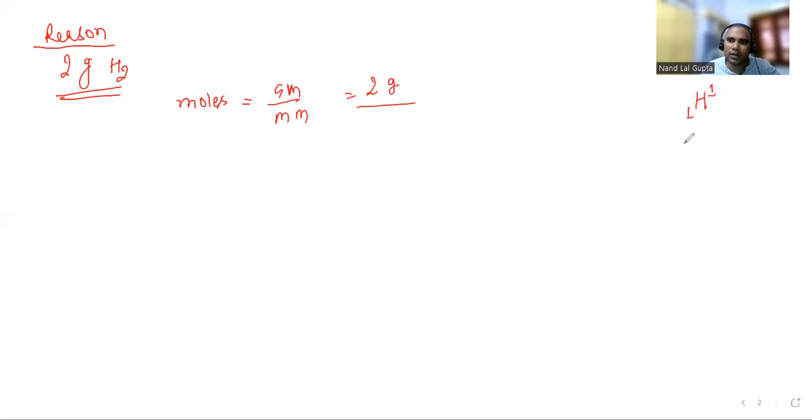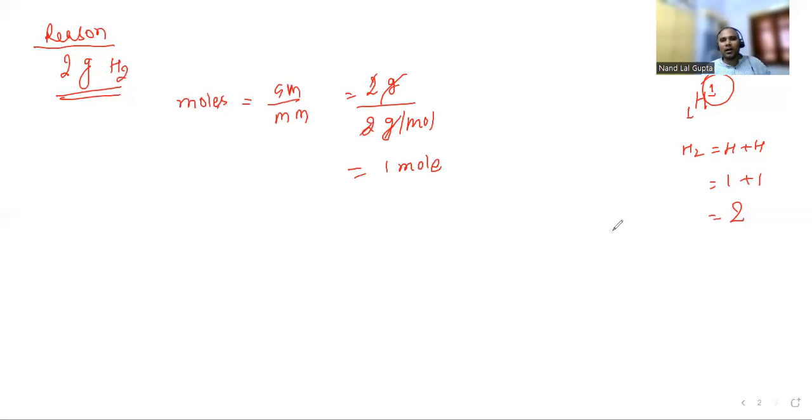H2 is made up of H plus H. If one hydrogen mass is 1, then for 2 hydrogen it is 2. So the molar mass is 2 gram per mole. Gram cancels out, 2 cancels out, so it is going to be 1 mole. Okay. So 1 mole is equal to how many particles? Do you know? 1 mole is equal to how much?